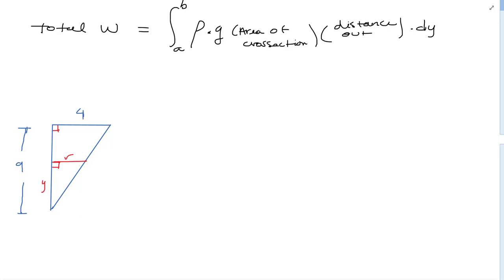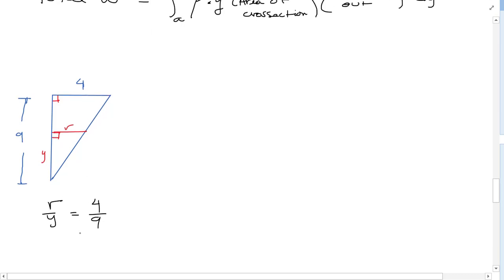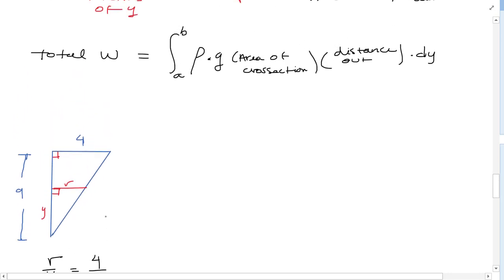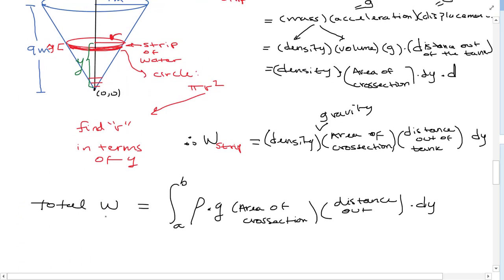So what can we say? We're trying to solve for r. So I'm going to say r is to y as 4 is to 9. And so r equals, multiply both sides by 9, 4/9 y. So that is r. So now back on our area here, we said find r in terms of y for our circle. So now I can say that it is going to be pi r, so 4/9 y, squared.